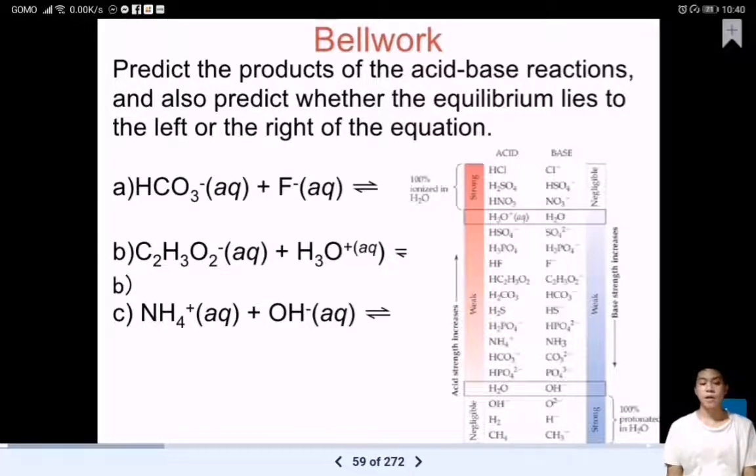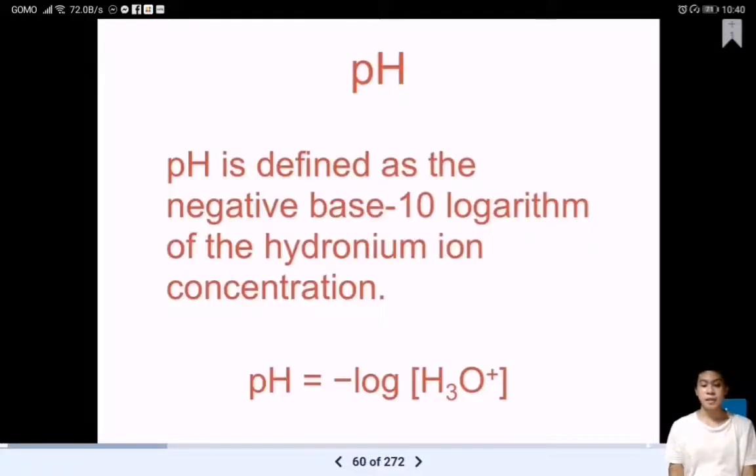So, predict the product of the acid-base reaction and also predict whether the equilibrium lies to the left or the right of the equation. So pH is defined as the negative base 10 logarithm of the hydronium ion concentration. So pH equals negative log of the concentration of H3O⁺.